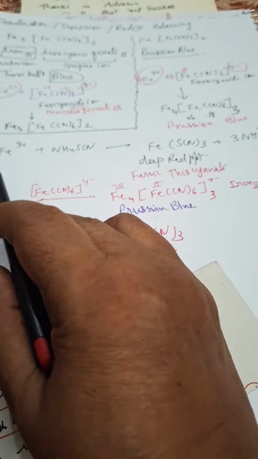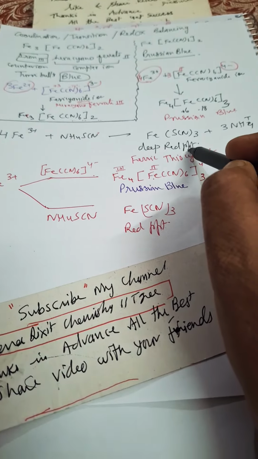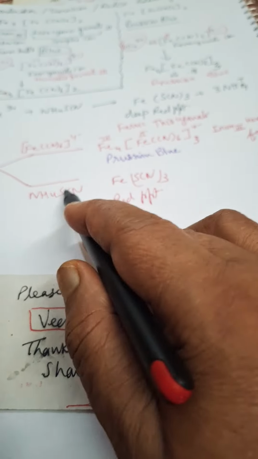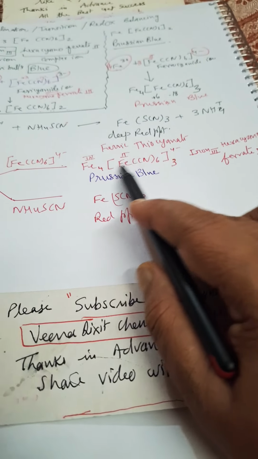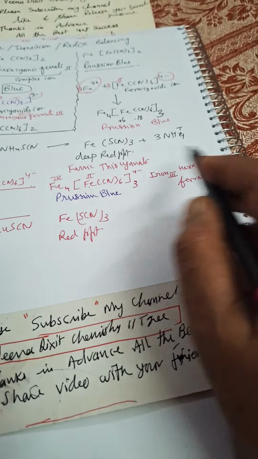Now Fe3+ ion reacts with NH4SCN, it will give you a red precipitate. Very important reactions we are doing. And this is a red precipitate because of iron thiocyanate. And this is Prussian blue, iron(III) hexacyanoferrate(II). Iron(III) hexacyanide. This is iron(III) first.